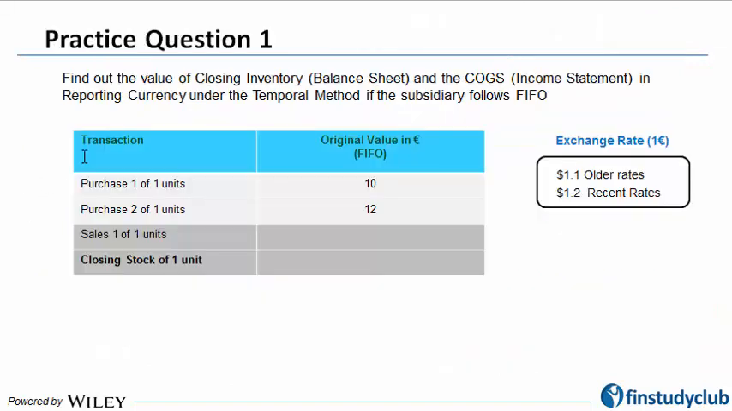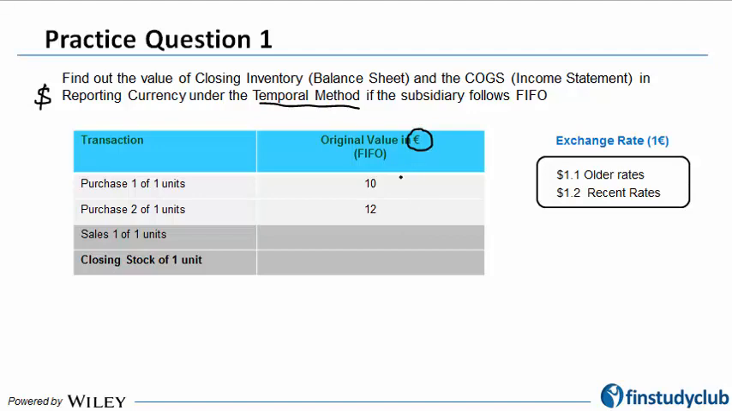Let's look at four practice examples that I have for you, very small and on a similar pattern, but there will be a learning point in each one. Find out the value of the closing inventory and COGS in the reporting currency, which means you have to finally calculate the value in dollars. Under the temporal method, we'll have to do historical tagging if the subsidiary follows FIFO. The subsidiary hasn't made its own accounts yet, so let me first make its accounts in the local currency.